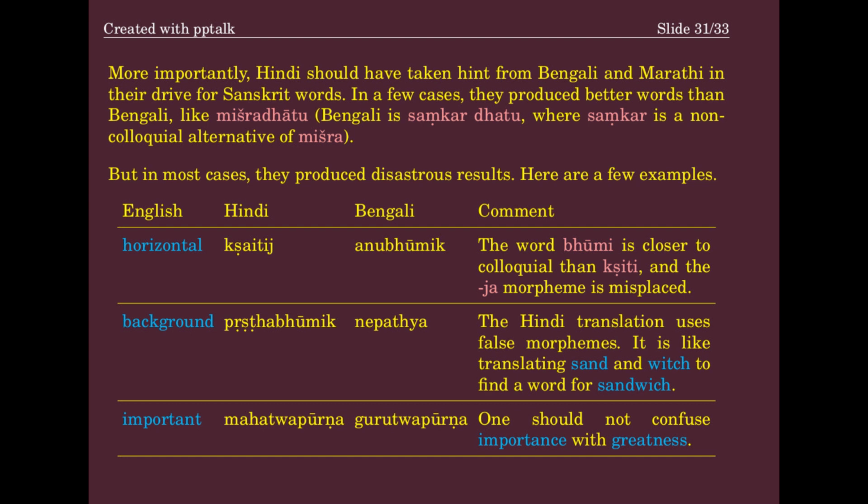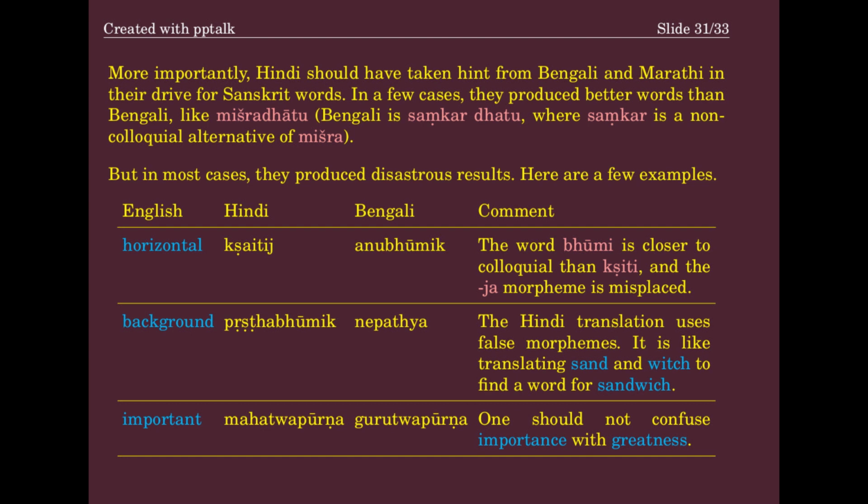Here are a few examples. Horizontal. The Hindi translation made is Kshaitij. Bengali, Anubhumik. The word bhumi is closer to colloquial than kshiti, and the ja in kshaitij, that morpheme is misplaced. The ja means something which is born out of there. In this case, it's not something which is created out of the earth. Background. Hindi, prishthabhumik. This just uses false morphemes. It's like translating sand and witch to find a word for sandwich.